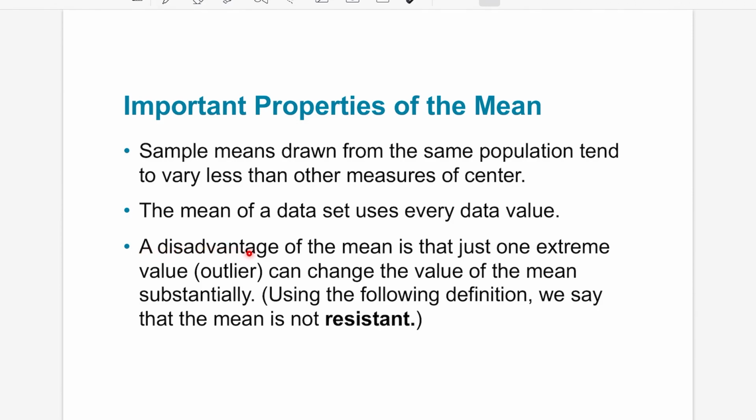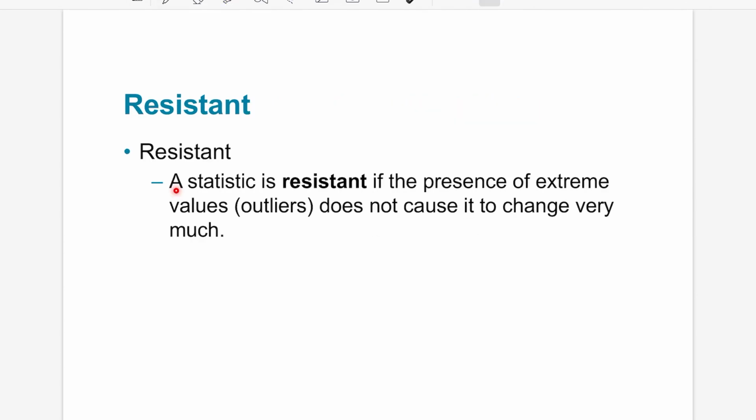A disadvantage of the mean is that just one extreme value can change the value of the mean substantially. That means the mean is not resistant. A statistic is resistant if the presence of extreme values does not cause it to change very much. And the mean is not resistant.